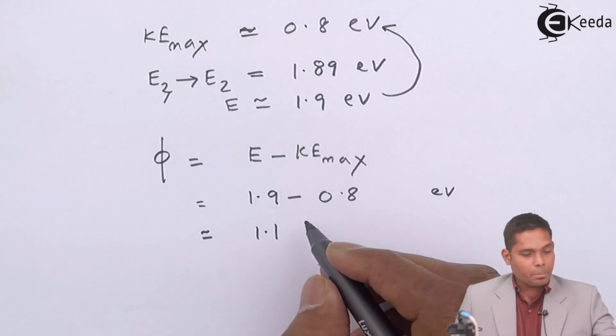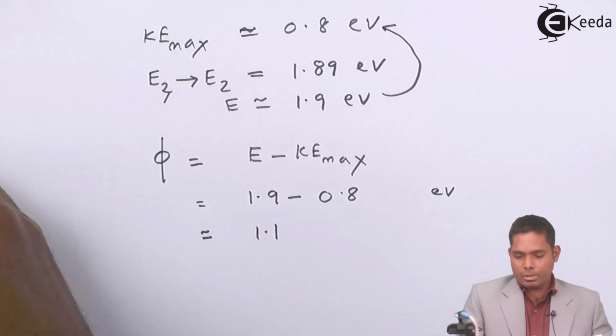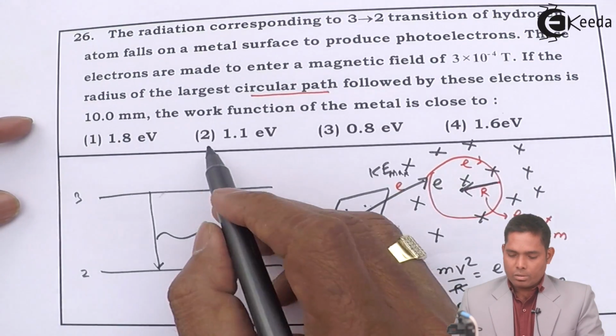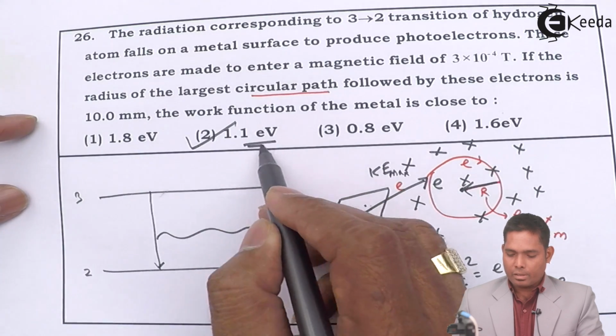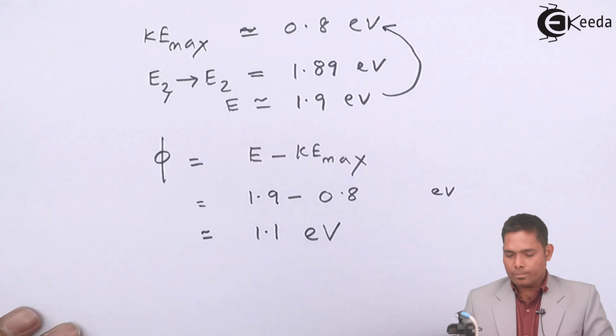And surprisingly, that comes out to be the exact answer. Our approximation also gives you the exact answer. So 1.1 is the correct answer. This is the answer, 1.1 electron volt.